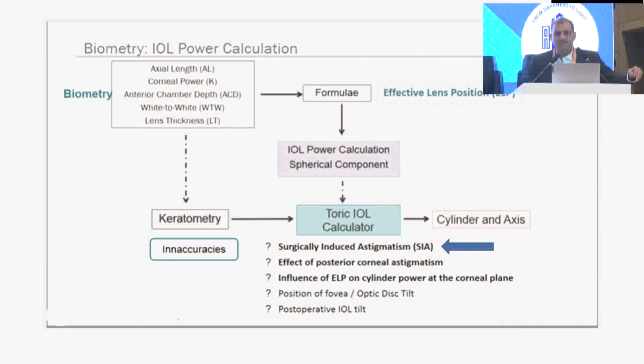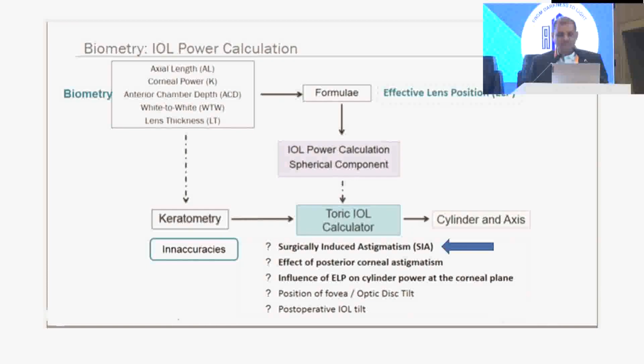So we are going to see in detail how these Toric calculators work and which are the still existing inaccuracies in these Toric calculators. So when we go for any Toric calculator, it usually has 2 components. First component is a spherical component, and usually that spherical component we derive from our spherical formulas like our 3rd generation or advanced IOL power calculation formulas. Second component of Toric calculator is a keratometry, which gives us which model of the Toric implant you have to put and which is the axis of the implantation.